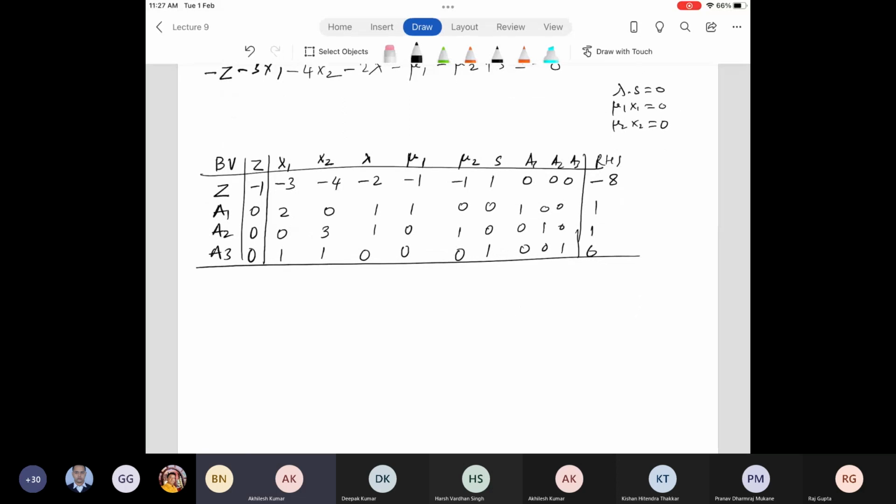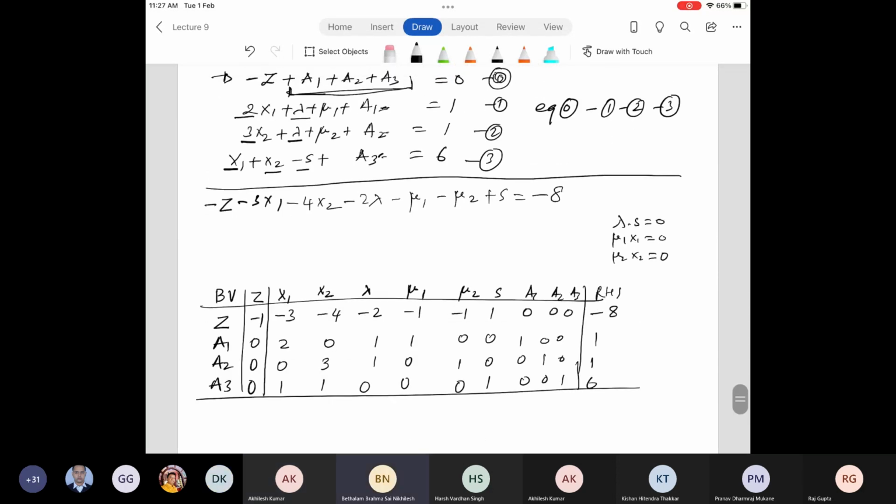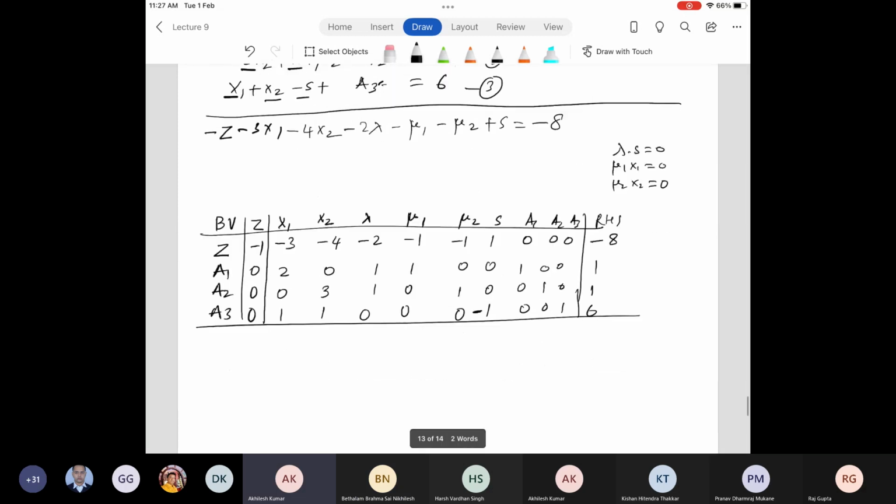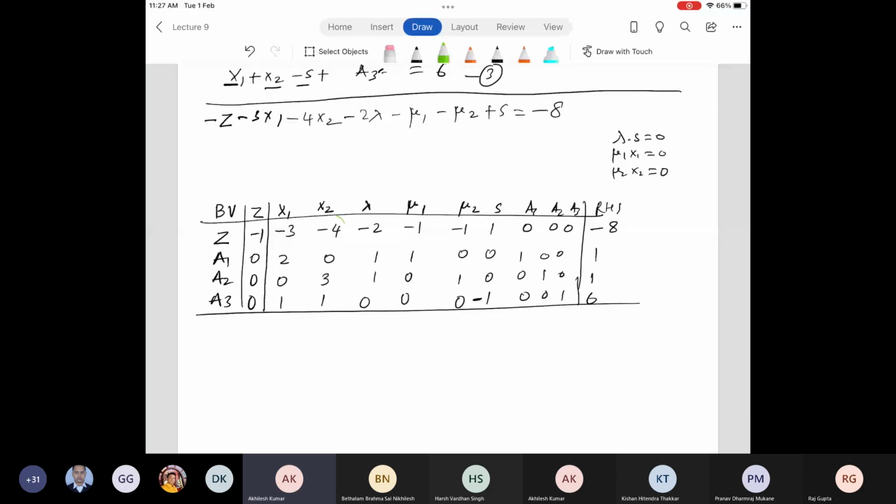Okay. In the equation under S, it is -1. Which one? Third equation for A3. Under S, it is -1. Means x1 plus x2 minus S plus A3. Oh, yes, right. -1. Okay. So which one will enter the basis? Of course, -4, the highest negative value.